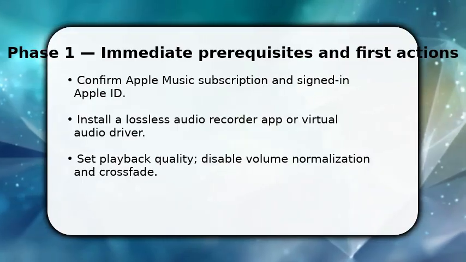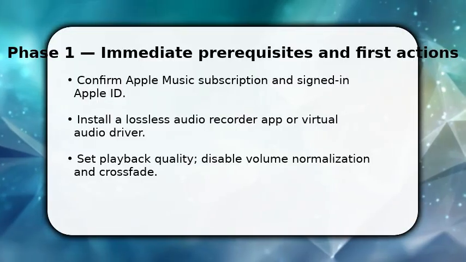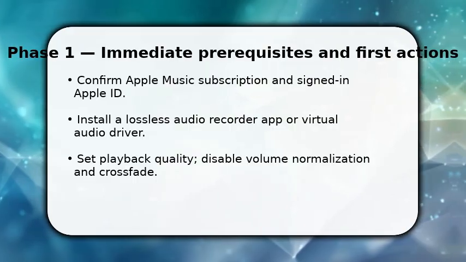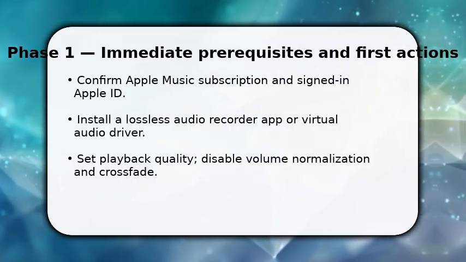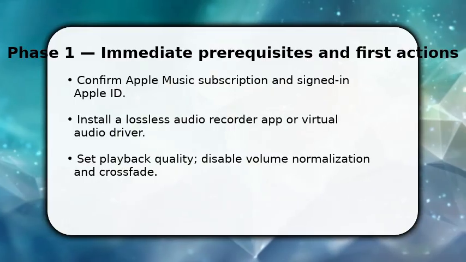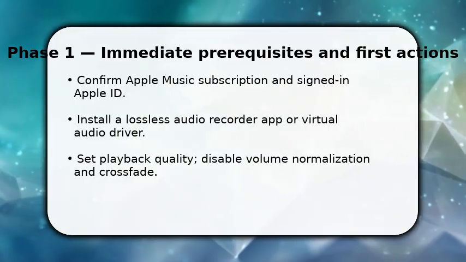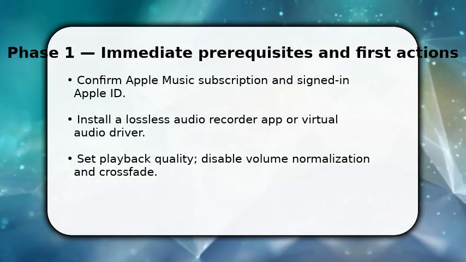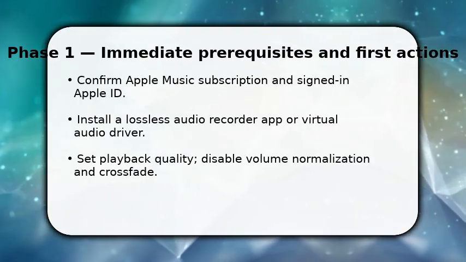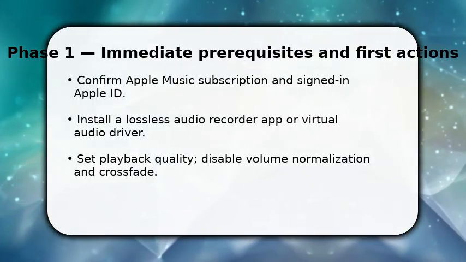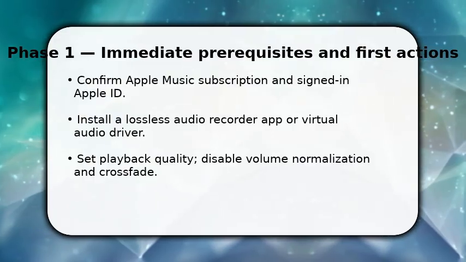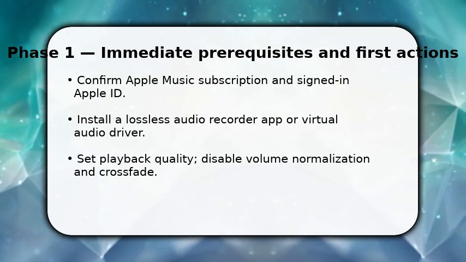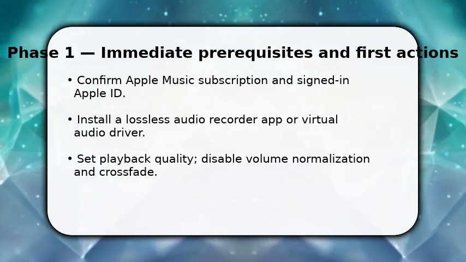You start by ensuring you can play the tracks. Sign into Apple Music and pick the exact playlist or album you want. Next, install a reliable audio capture tool or virtual audio driver that records system output. This lets you capture unencrypted playback. Then configure Apple Music to highest quality and turn off volume normalization and crossfade so recordings are consistent. Finally, set your recorder to 44.1 kHz or 48 kHz and choose stereo. You're ready to begin recording.